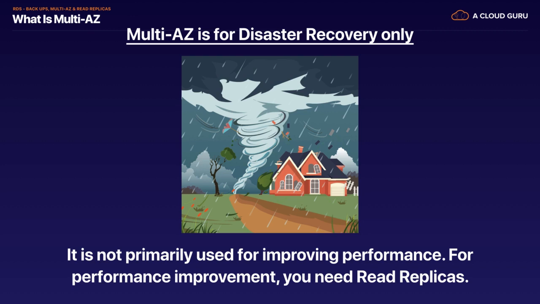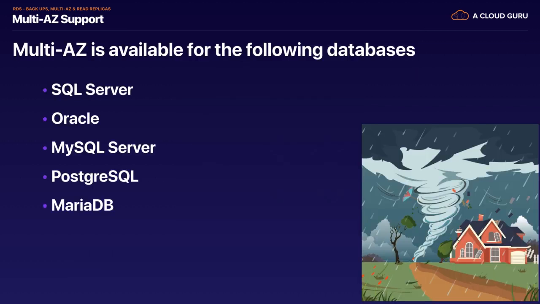So just remember that multi-AZ is for disaster recovery only. It's not primarily used for providing or improving performance. For performance improvements, you're going to need read replicas. Now, multi-AZ is available for the following databases. It's available for SQL Server, Oracle, MySQL Server, PostgreSQL, and MariaDB.